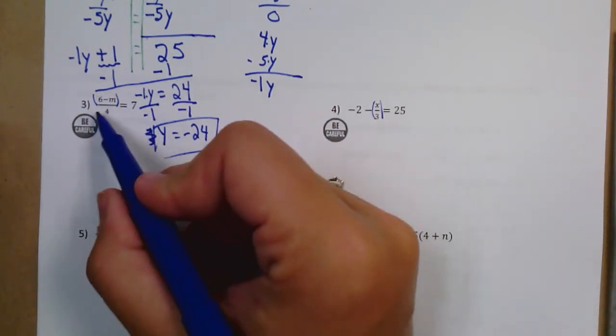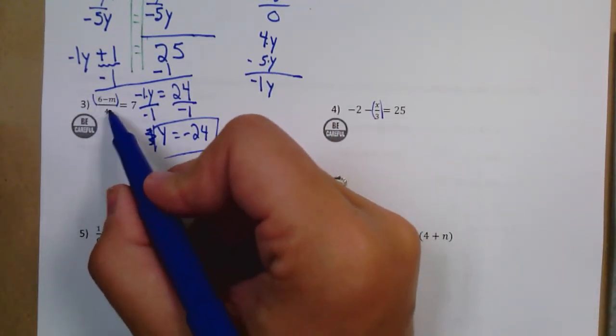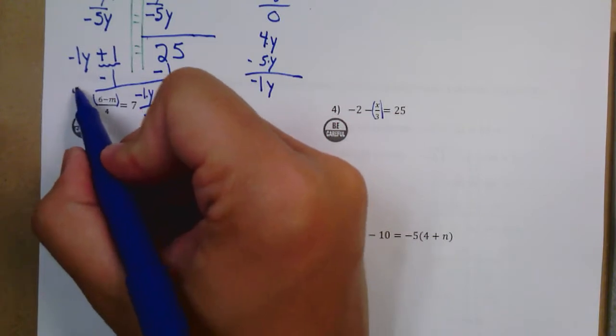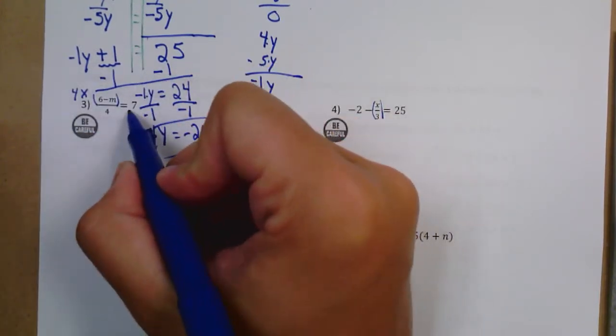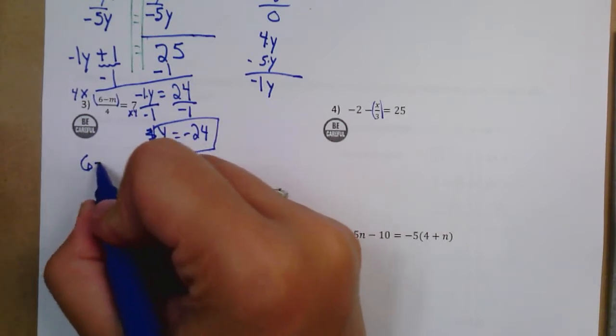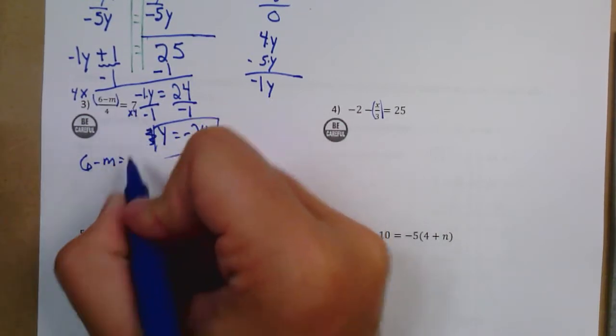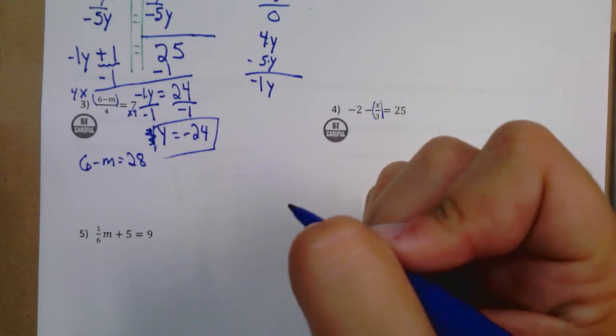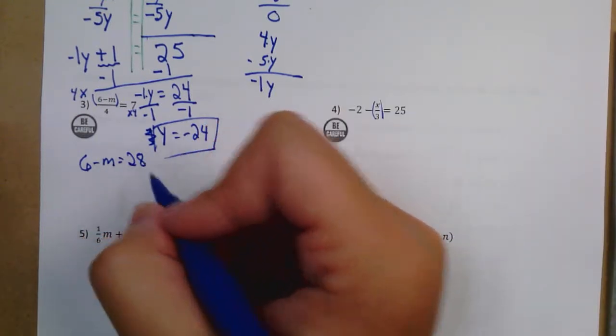Keep in mind that this is a division of 4. So how would you get rid of the division of 4? You're going to go ahead and multiply both sides by 4. So that will leave you with a 6 minus m equals 7 times 4, 28. Now it's pretty straightforward. Bring the 6 over.